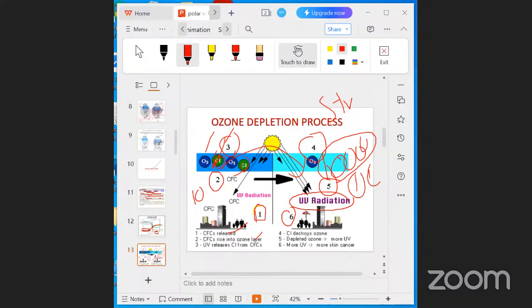So those are released. What is that? Bromide, right? Bromine atoms. So it is these atoms that actually destroy what? Ozone. So not the intact ODS molecule, right?